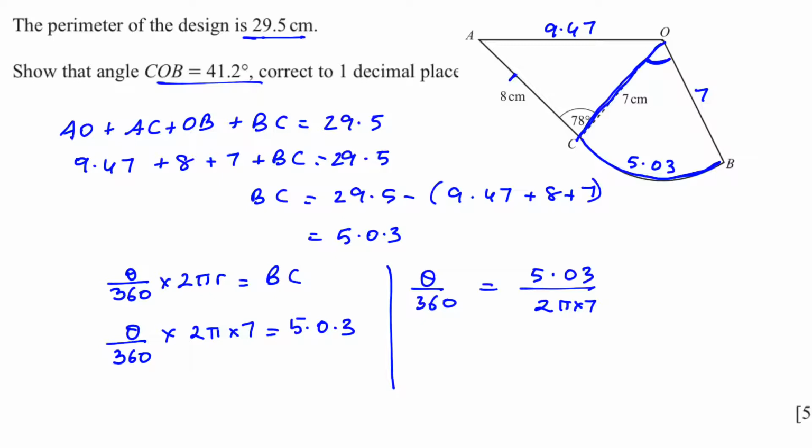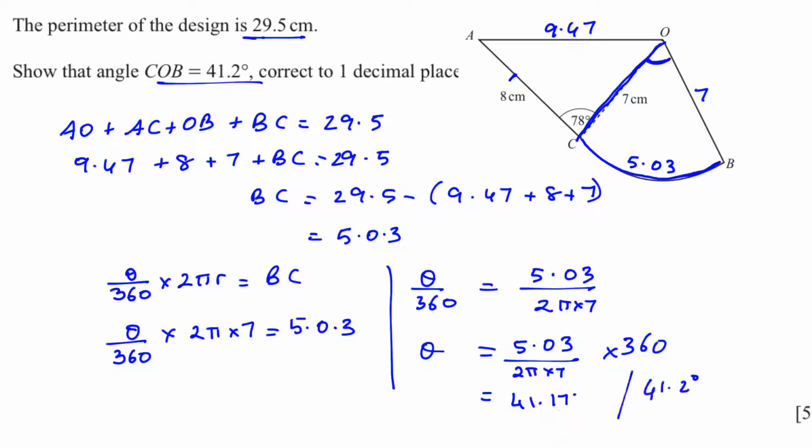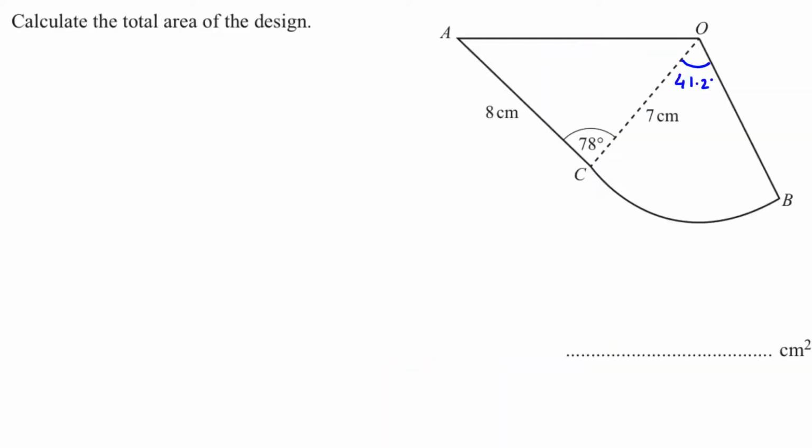And we want to find theta, so we'll bring 360 to the other side. It will become a multiply. Theta is equal to 5.03 divided by 2 pi multiplied by 7, multiplied by 360, which is 41.17 degrees. But we have to round it to one decimal place. So when we round it, we'll get 41.2 degrees.